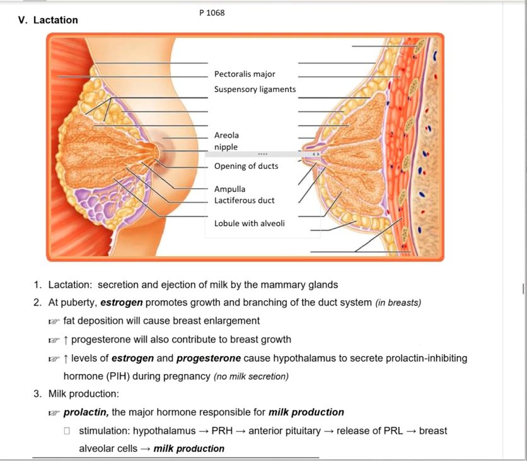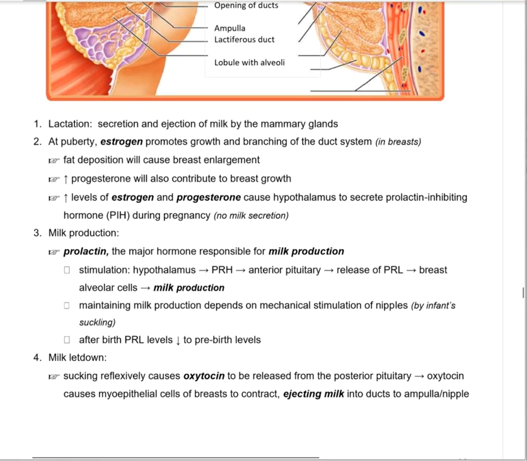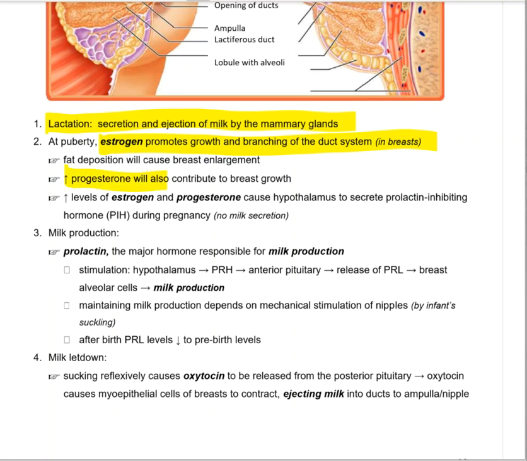Now let's remind ourselves about lactation and about some of the physiological processes here. So lactation is secretion and ejection of milk by the mammary glands. That's the definition. And at puberty, estrogen will promote growth and branching of the duct system in the breasts. Fat deposition will occur, and that'll increase breast size. Progesterone will also contribute to breast growth as it increases. So both estrogen and progesterone will do that.